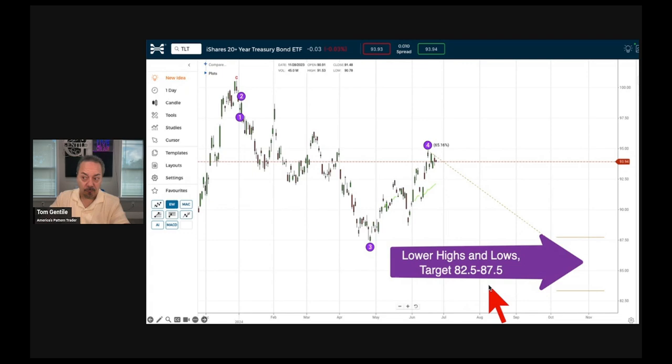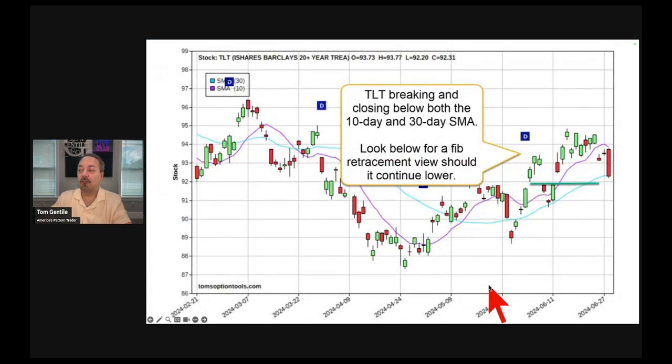What does the short-term chart tell us? Well, coming into today, the short-term chart is showing that TLT, which is the iShares Barclays 20-year Treasury ETF, is closing below both the 10-day and the 30-day simple moving average. A lot of that happened on Friday. So we're looking at a Fibonacci retracement that is telling us that we should continue lower.